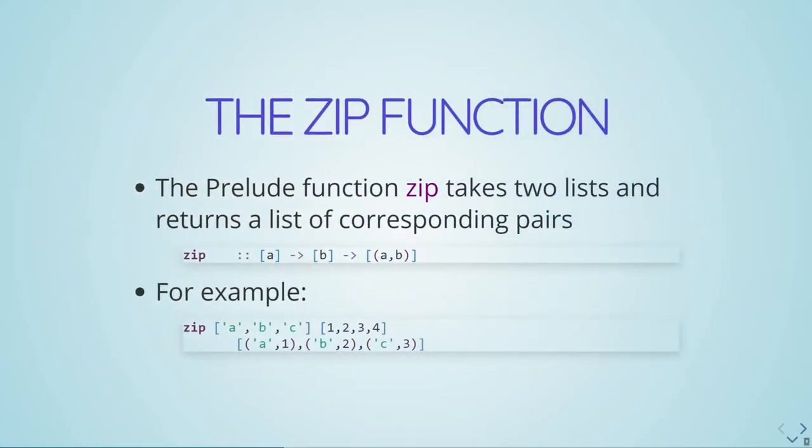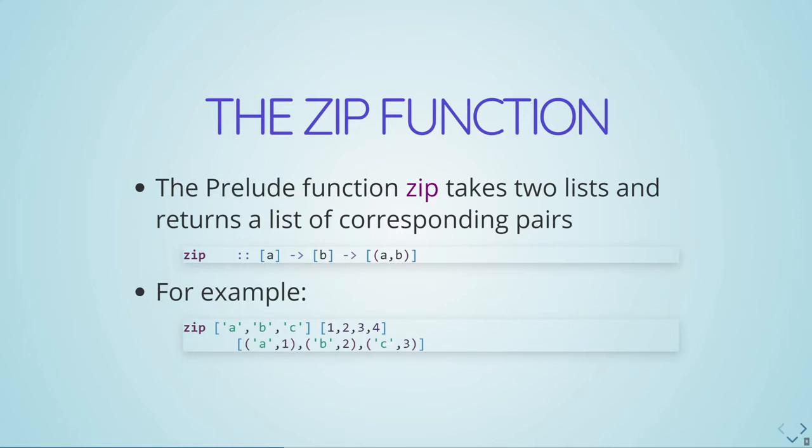Another function that can technically be built out of map and fold, but is still worth mentioning as a fundamental function for building computation, is the zip function. So zip is a function that takes two lists, say like a list of A and a list of B, and it pairs them together into a tuple of corresponding pairs. So for example, if you were to zip the list of characters A, B, C with the list of numbers 1, 2, 3, 4, you get the list of tuples of A1, B2, C3.